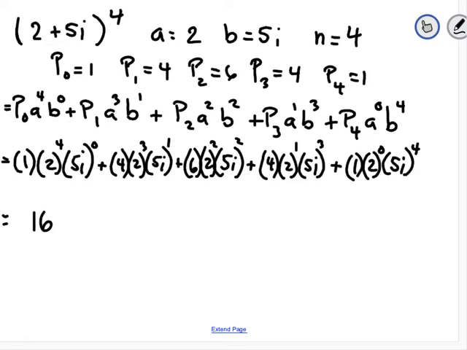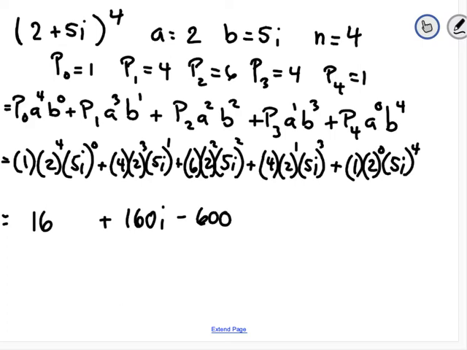So 4 times 2 cubed, 2 cubed is 8. So 4 times 8 times 5 will give us 160. i is to the 1 power, so we know it stays as i. So we have a positive 160i. Now we have 2 squared, 5 squared. So 6 times 4 times 25 will give us 600. i squared will give us a -1, so that'll make this a -600.